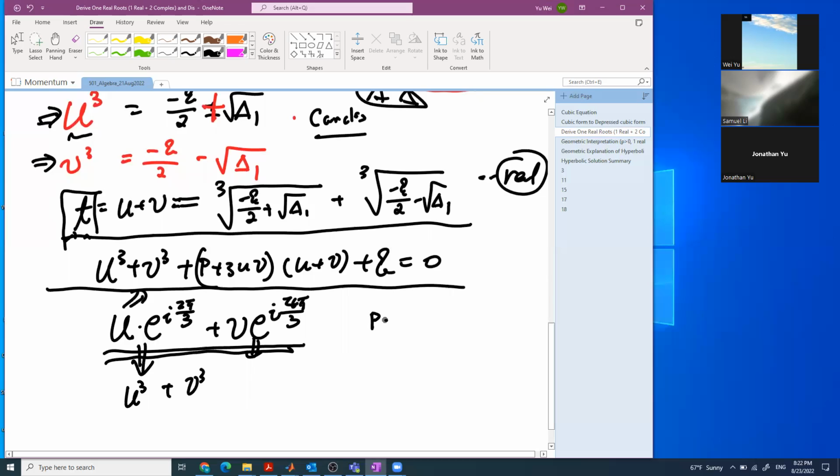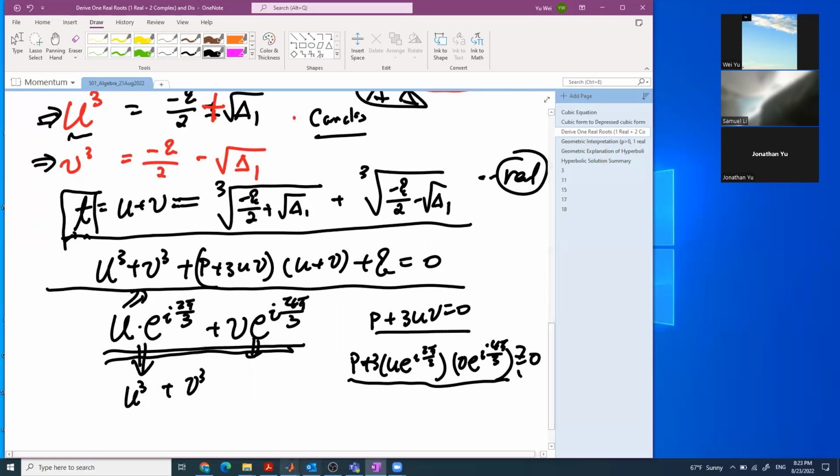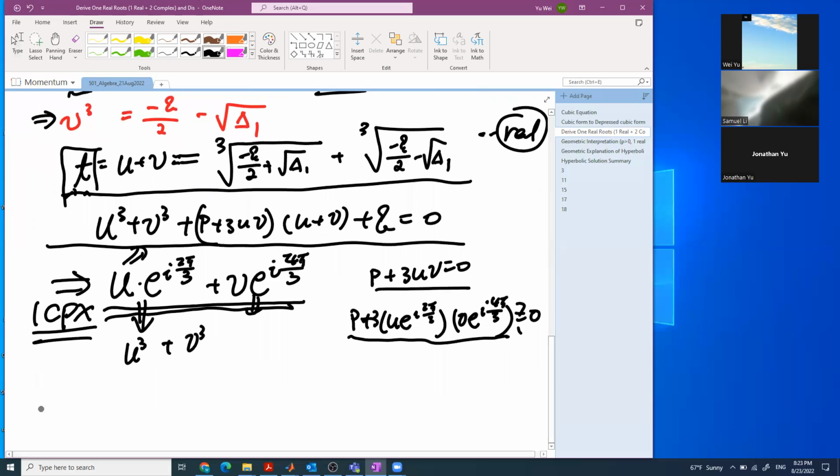Okay, how about p plus 3UV equals 0? How about p plus 3 times U e^(i2π/3) and V e^(i4π/3)? Is this still 0? Yes, since e^(i2π/3) and e^(i4π/3) cancel. So is this the first complex root? Yeah. What's the second complex root? Conjugate, good, great. So we can do this.